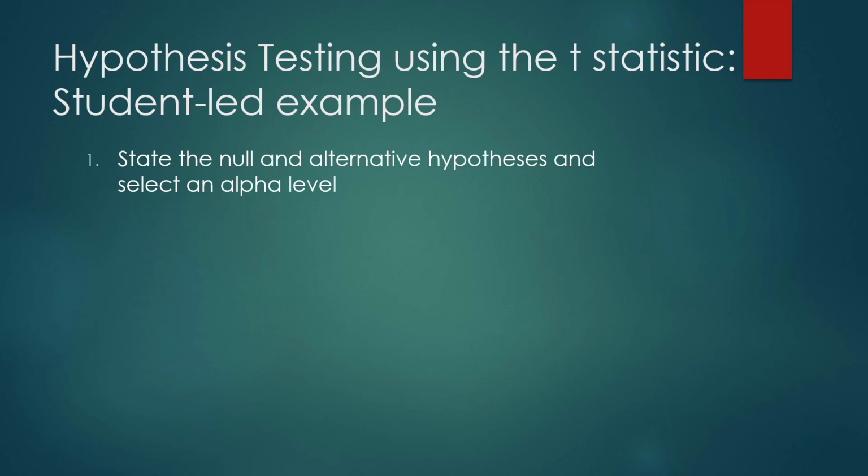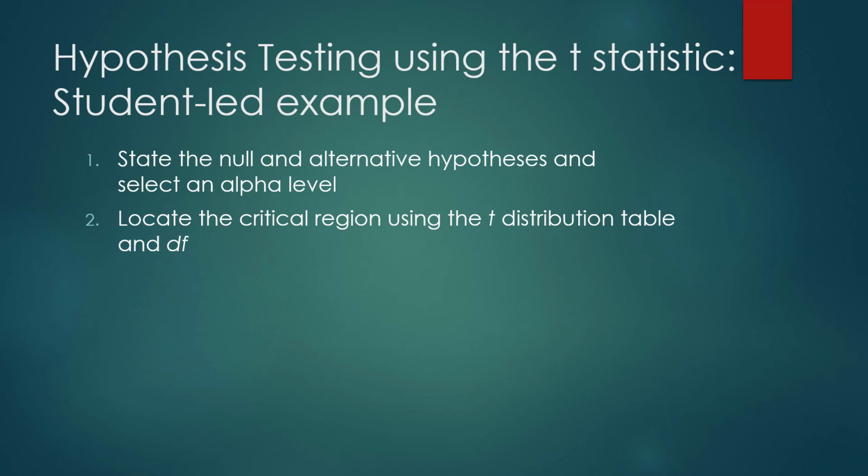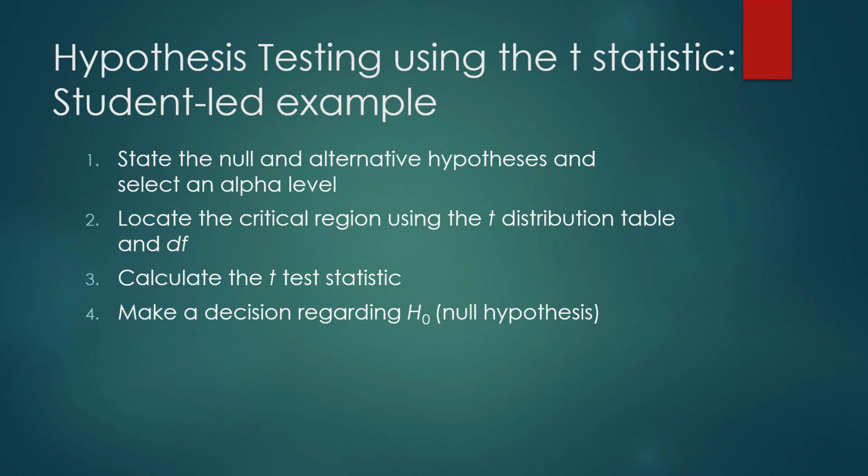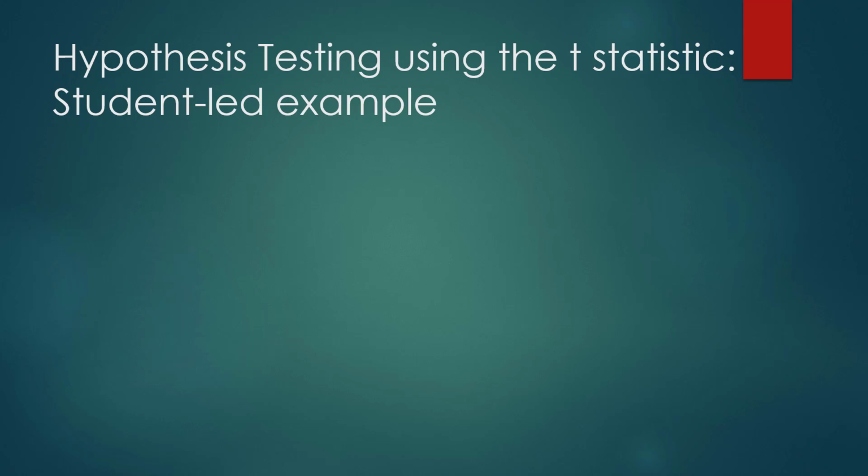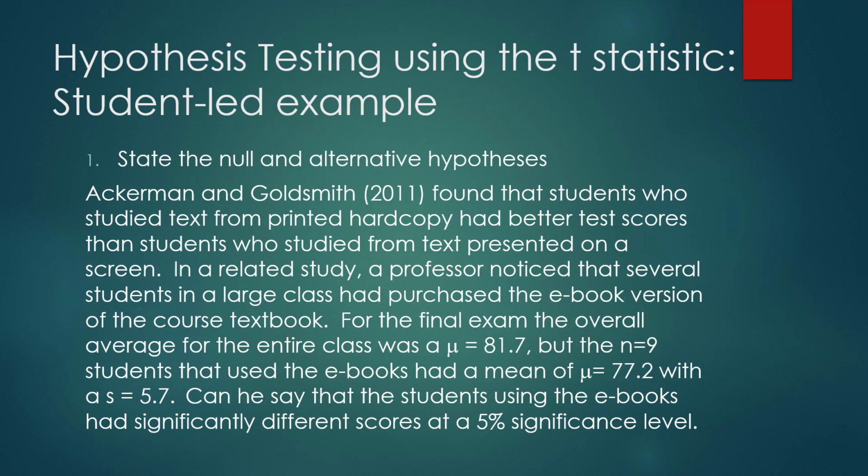So first we're going to need to state the null hypothesis and alternative hypothesis and select an alpha level. Then we'll locate the critical region using the t-distribution table and degrees of freedom. We'll calculate our t-statistic, and we'll make a decision regarding the null hypothesis. To state a null and alternative hypothesis, we need to have an example.